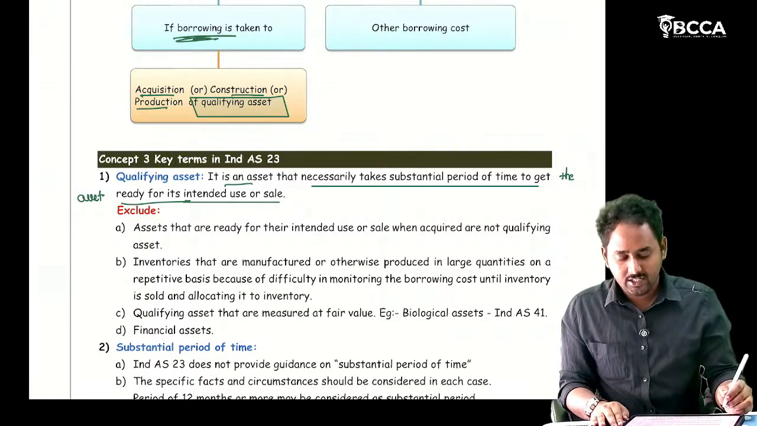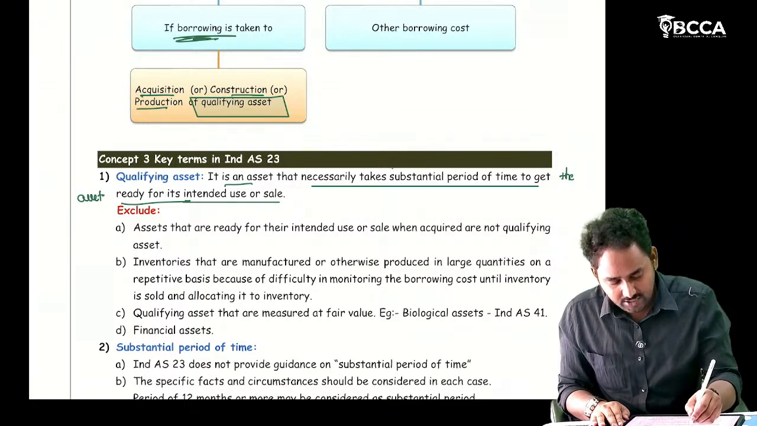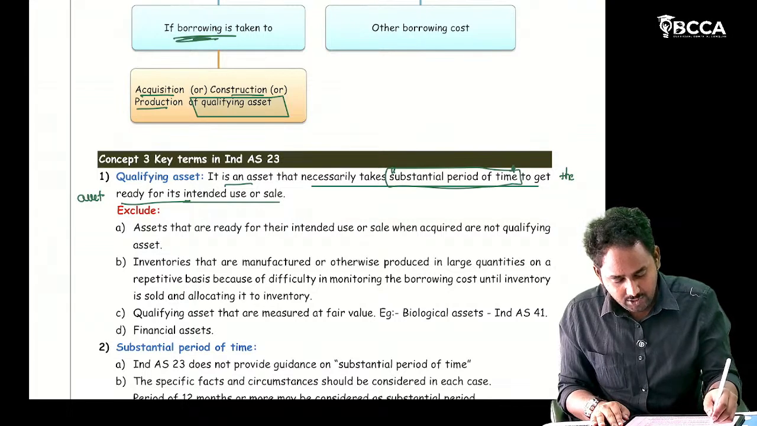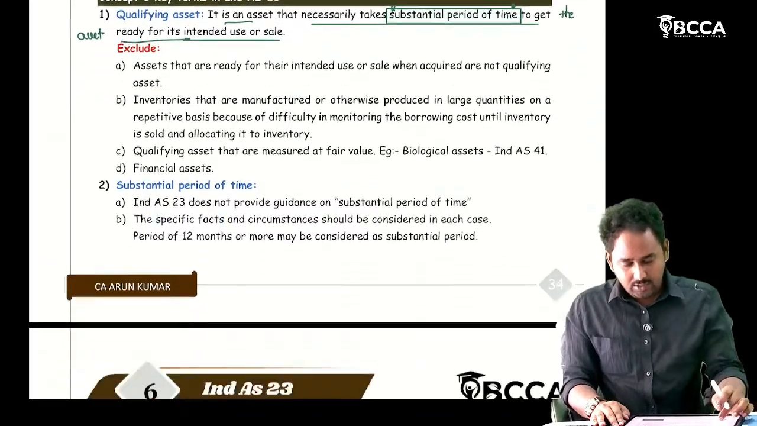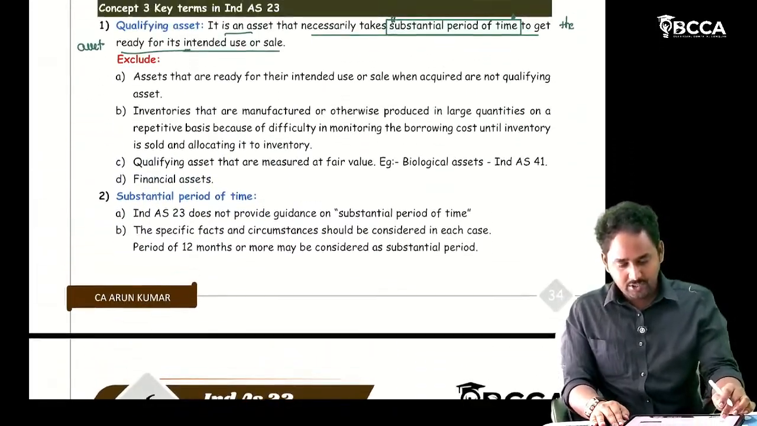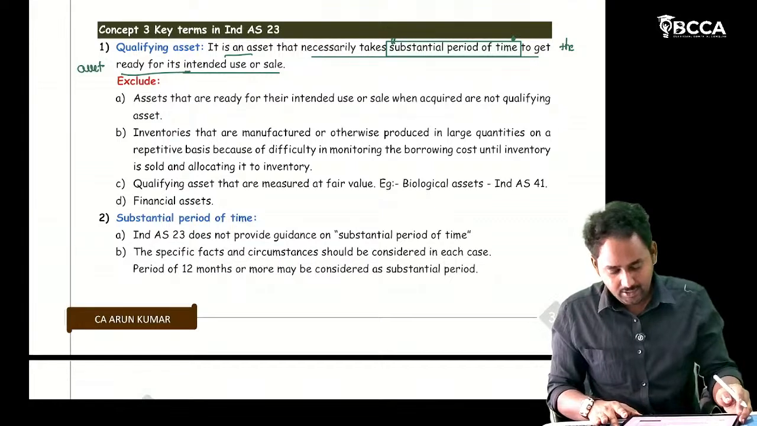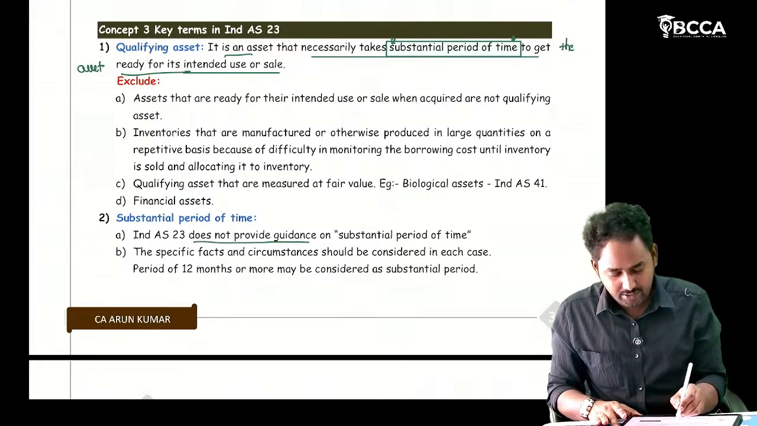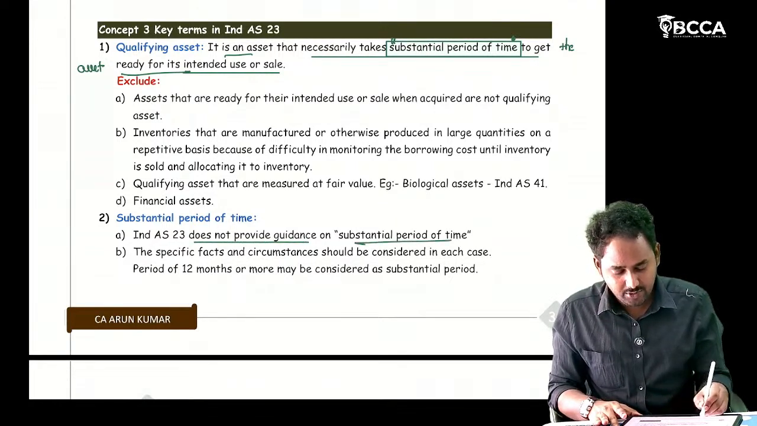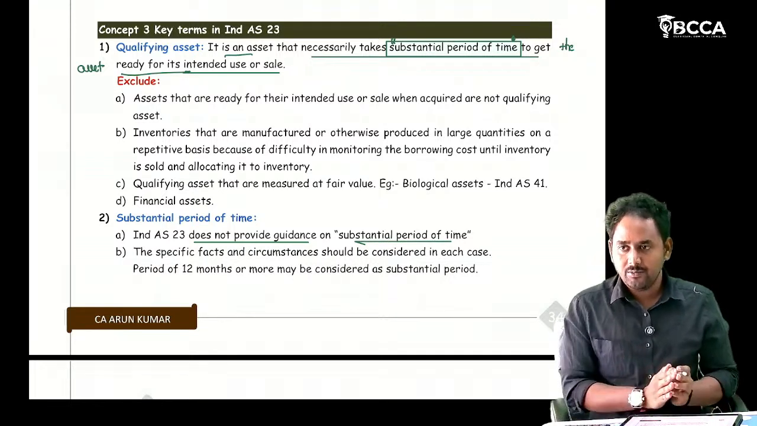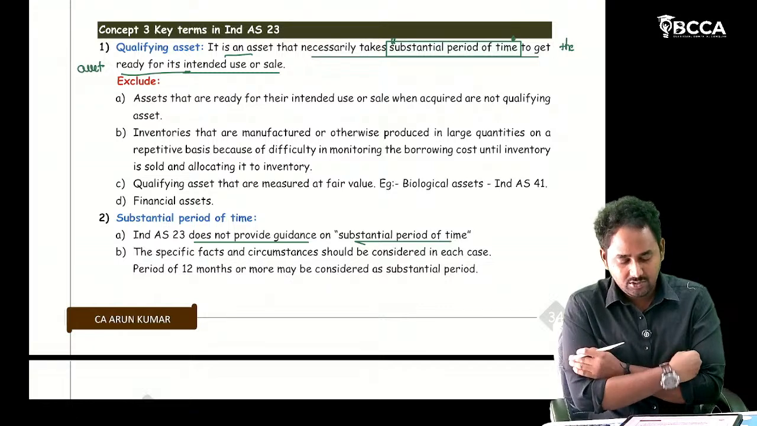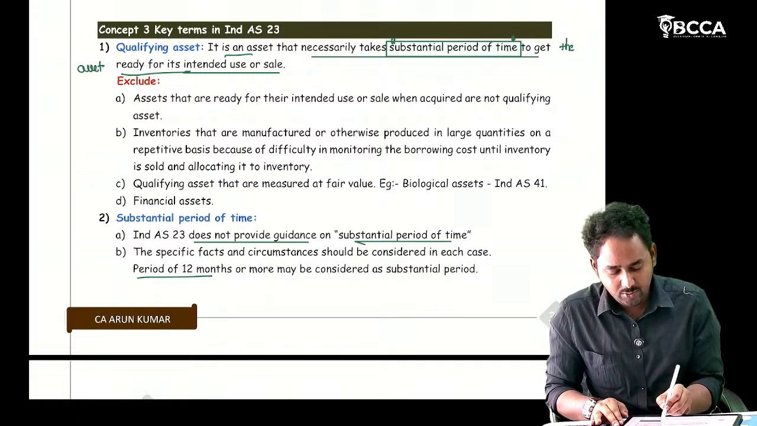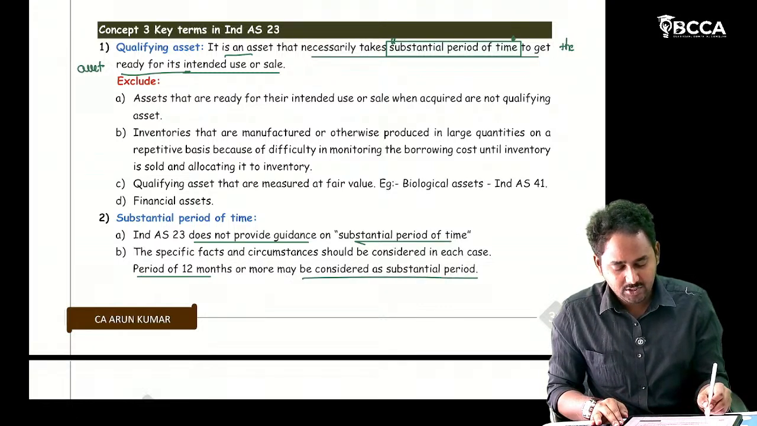An asset that necessarily takes a substantial period of time. What is meant by substantial period of time? Ind AS 23 does not provide evidence. Generally, the company should decide based on circumstances and facts. But in a general sense, a period of 12 months may be considered as a substantial period.